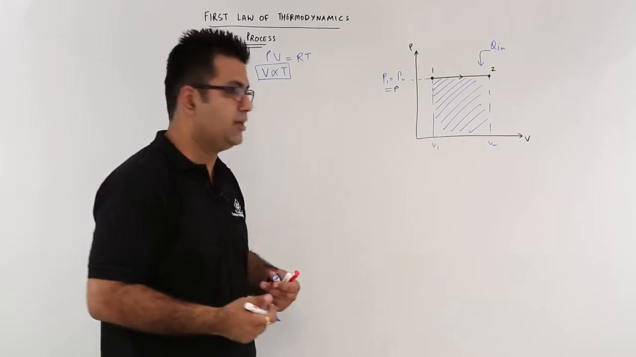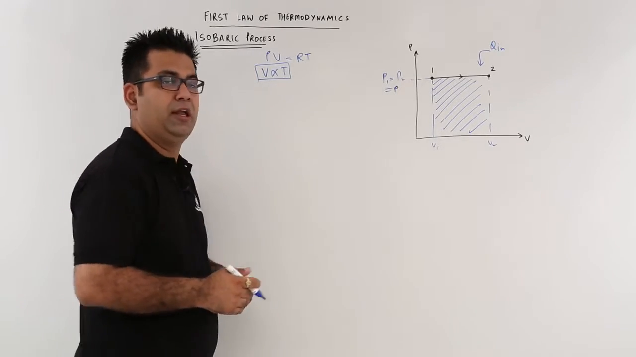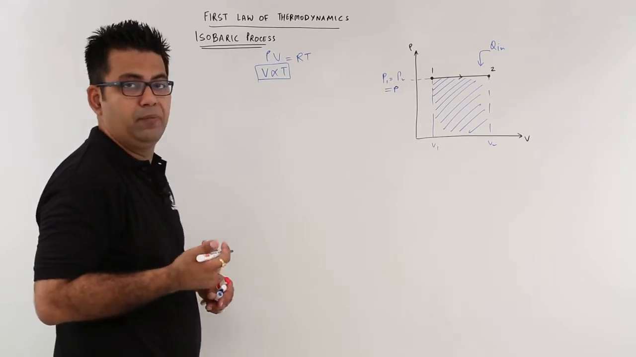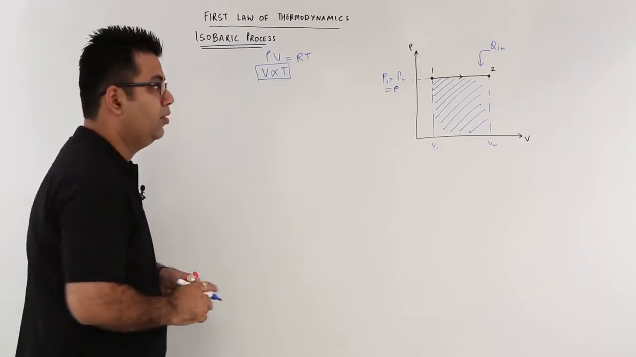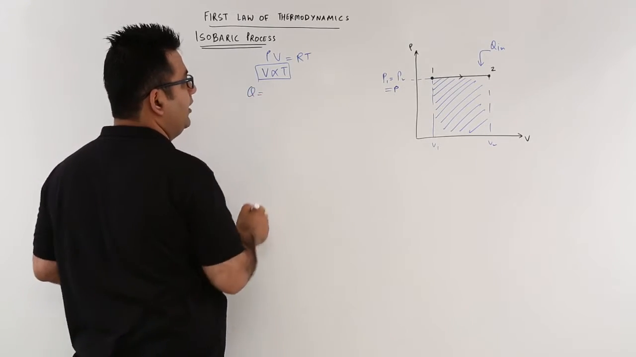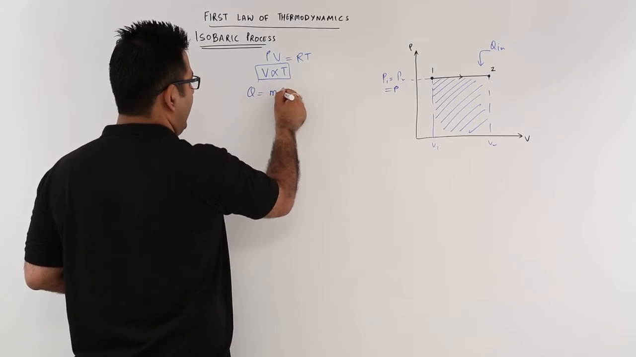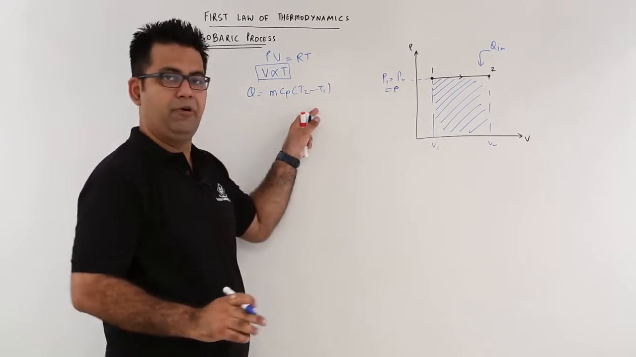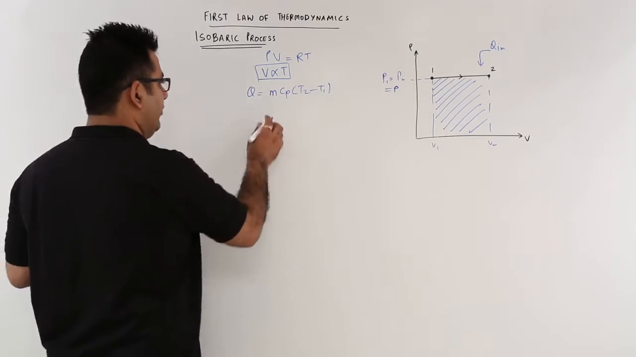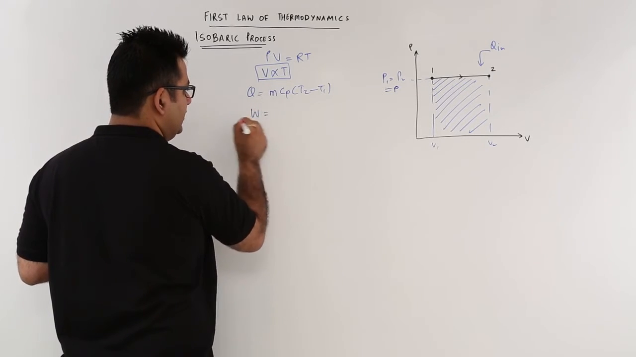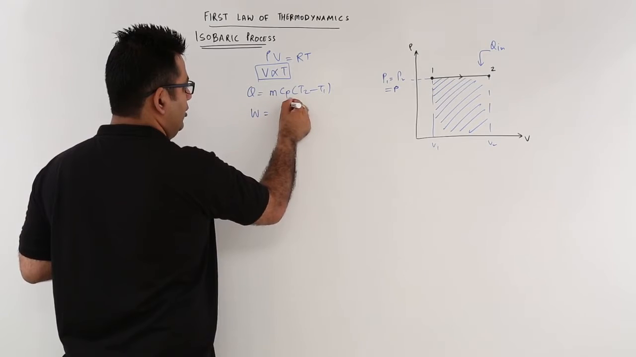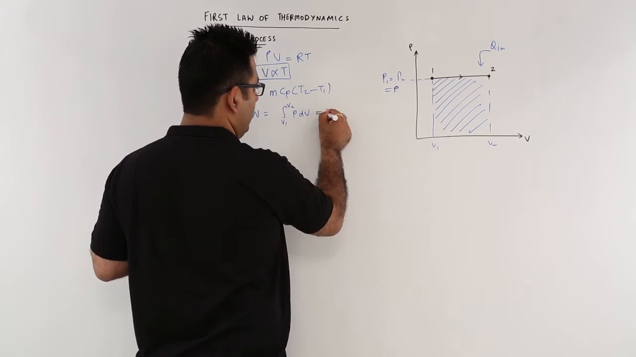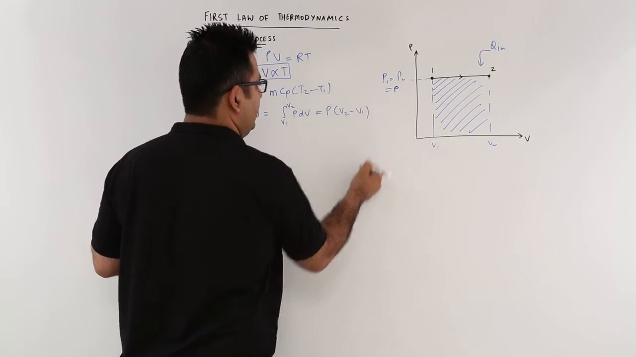If you decrease the temperature, then the volume of the gas will also decrease, and that would be a case of heat extraction. You are taking out heat from that gas at constant pressure. Now whatever heat interaction that you have, it can be found out by m into Cp into T2 minus T1. Simple formula for heat calculation. If you have to find out work done, that is integral V1 to V2 of PdV, that's the formula. So this is equal to P into V2 minus V1, simple.